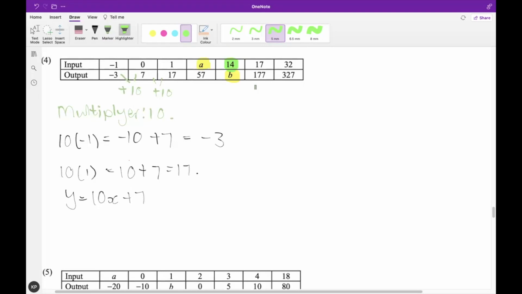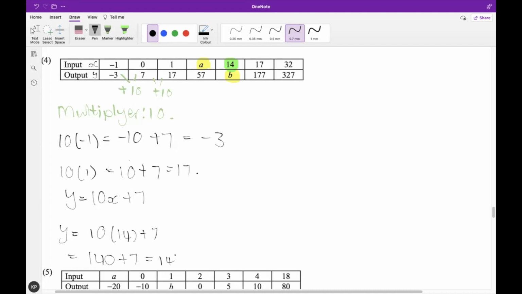Now, let's start with B, because with B, we've been given the input. Where do I substitute that 14? Do I substitute it at my X or my Y? The 14 I substitute to my X. It's an input. Look where it is. Remember, inputs are at the top, or X is at the top and Y is at the bottom. So it'll be Y is equal to 10 times 14 plus 7. What's 10 times 14? 140. And if I add 7, 147.